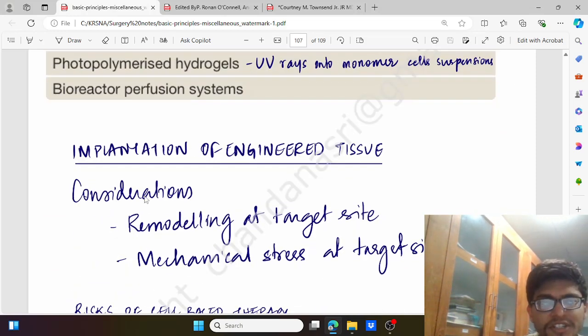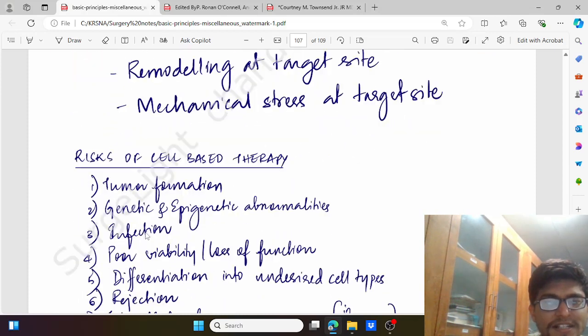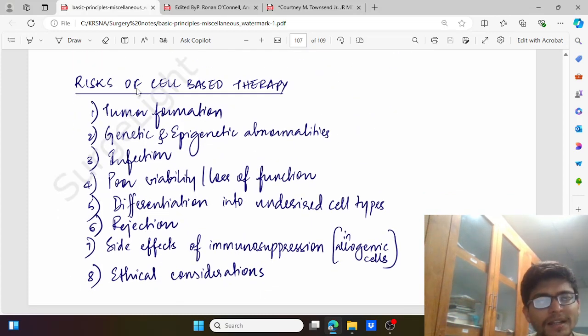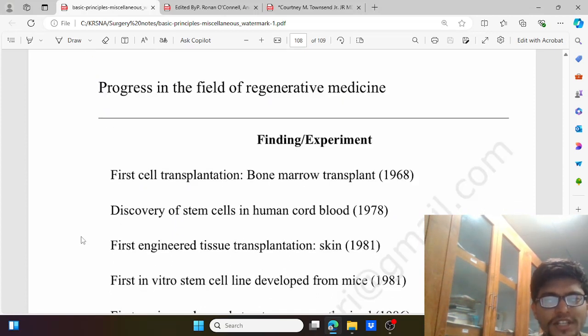Then implantation of the engineered tissue has considerations, like it will lead to remodeling at the target sites and mechanical stress at the target sites. What are the risks of cell-based therapy? The bioengineered cells can cause tumor formation, genetic and epigenetic abnormalities, infection, poor viability, loss of function of the organ, de-differentiation into undesired cell types, rejection of the tissue, side effects of immunosuppression, especially in the case of allogeneic cells, and some ethical considerations.